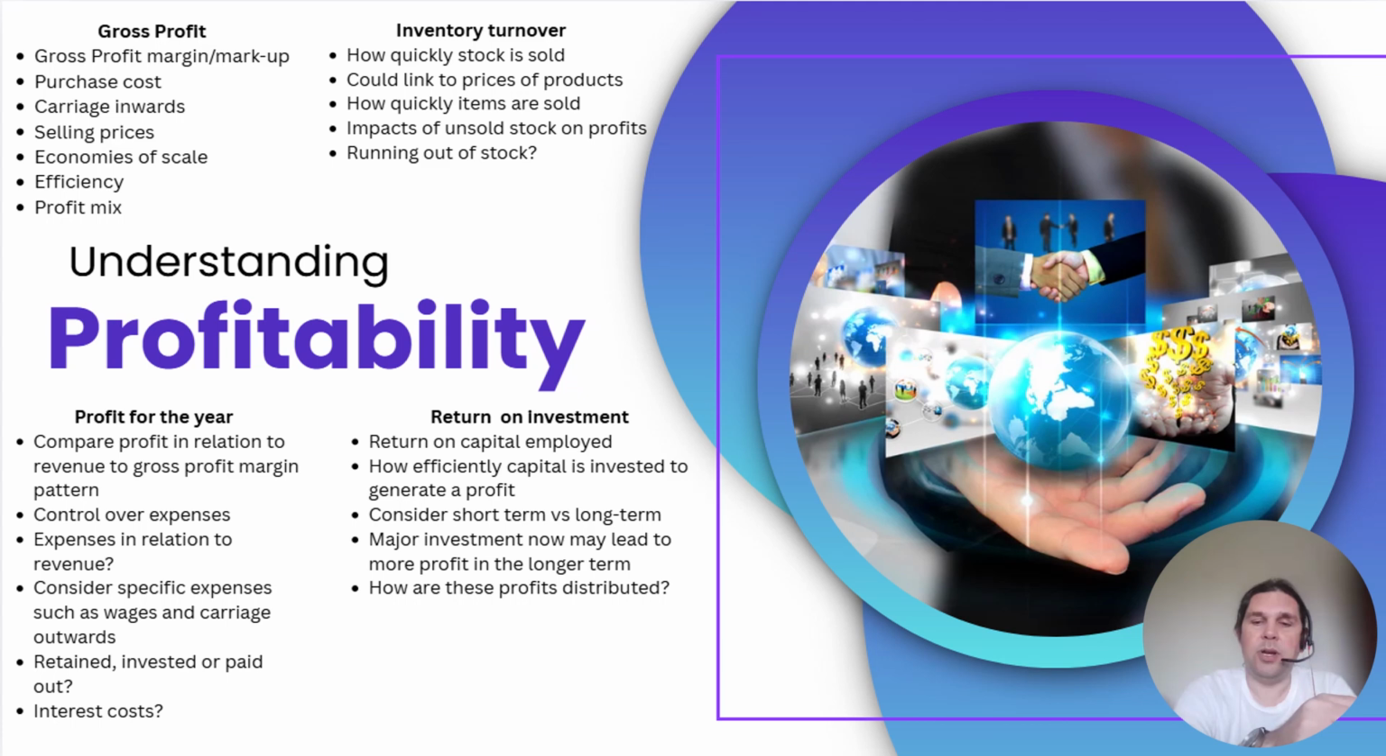However, that could link to prices, so it could link to gross margins. Maybe we're cutting our prices, and by cutting our prices, that's leading to an increase in sales, but not in gross margins. And then overall, that could have a negative impact on profit. But just on inventory turnover, we're happy because we're selling more. So how quickly items are sold is important, because if we're stuck with stock, we can look at the impacts of unsold stock on profits.